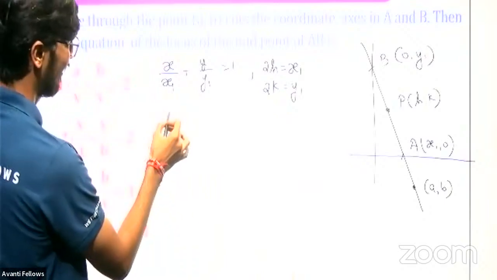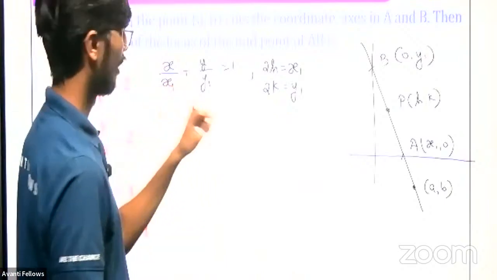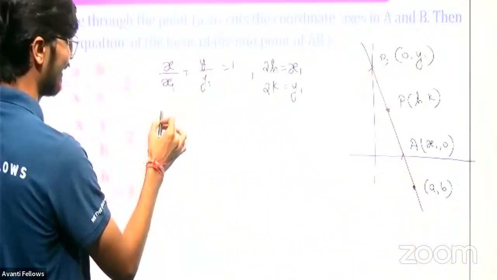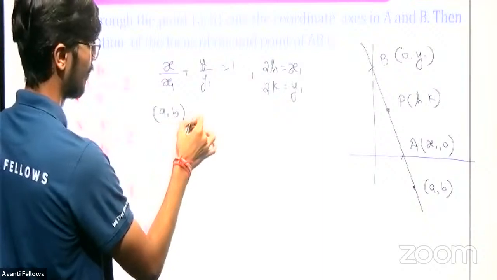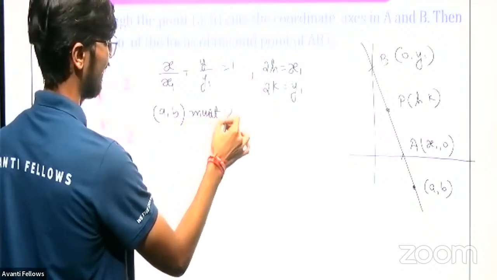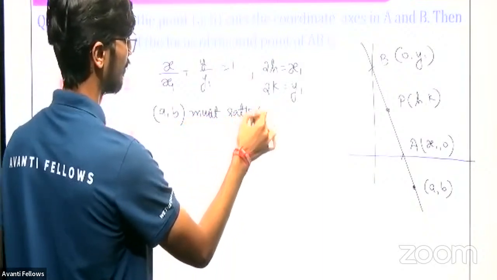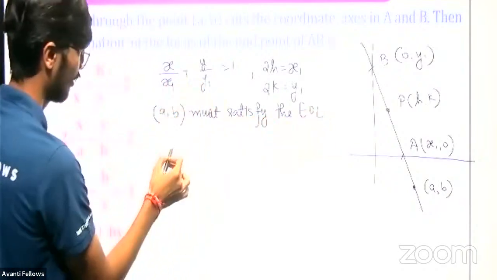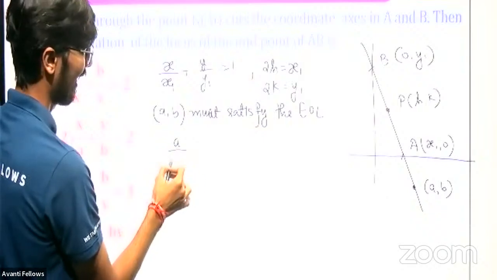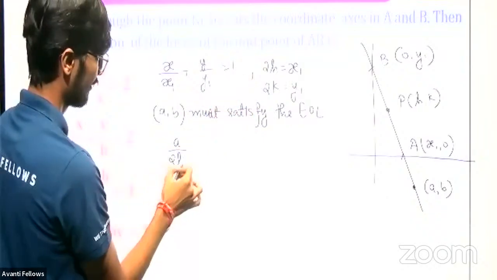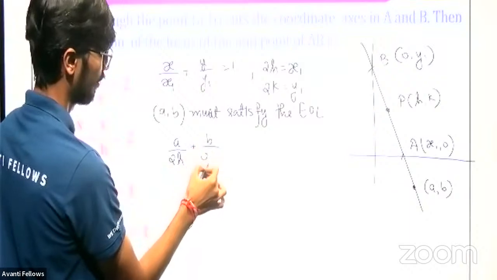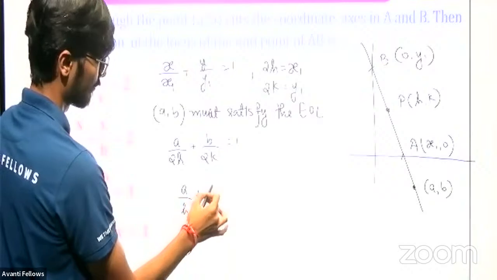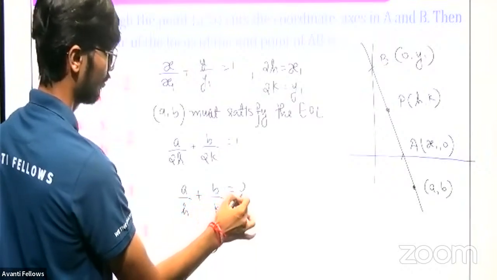And also the line passes through (a, b). So (a, b) must satisfy the equation of the line. Let us substitute (a, b). I'll get a upon x1, what is x1? 2h, plus b upon 2k is equal to 1. So I can write a upon h plus b upon k is equal to 2.